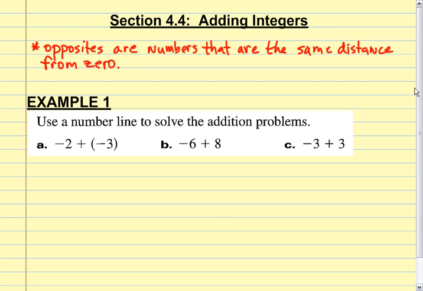Okay? Now, make sure that you've got down opposites are numbers that are the same distance from 0. Remember, we talked about absolute value. Absolute value is the distance from 0. Opposites have the same absolute value, right?